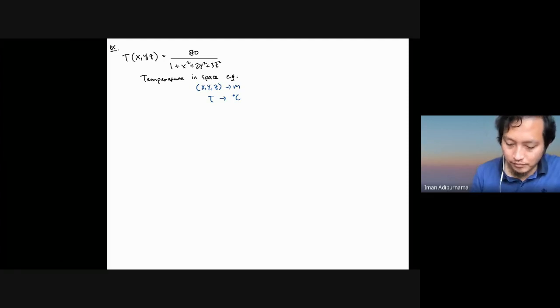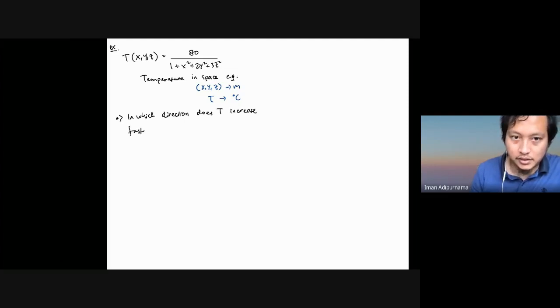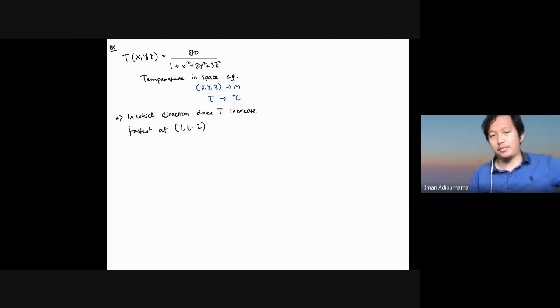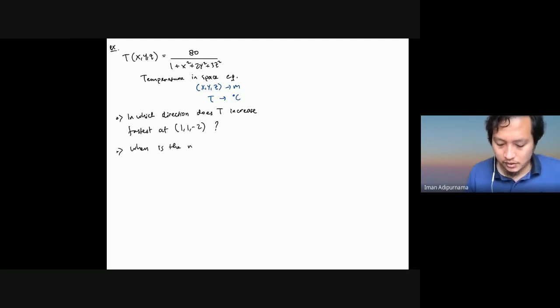Okay. The question is: in which direction does temperature increase fastest at this point? And what is the maximum rate of increase?